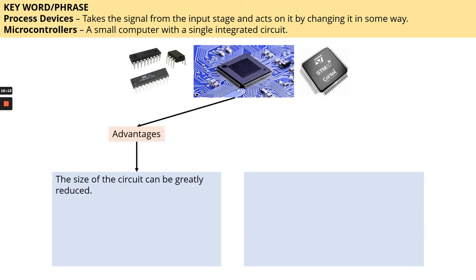So the advantages of these is that the size of the circuit can be greatly reduced because these are now super small. They're tiny little things, and they have allowed electronic devices to be greatly reduced in size, like flat screen TVs or PC computers. They used to have these huge backs to them because they had so much hardware, but now you can have really slimlined computers because of these microcontrollers.